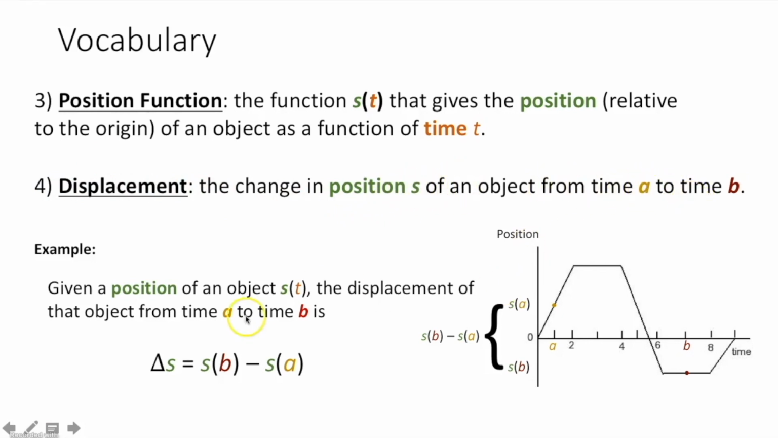The displacement is going to be the change in position s of an object from time A to time B. So for example, down here, given a position of an object, s of t, that's your position function, the displacement of that object from time A to time B is the change in position, which is equal to s of b minus s of a. Your y value where it ends minus the y value where it starts. Time A, our object is at this particular position. Then we travel all the way to time B and our object is at this position. Then the displacement is going to be s of b minus s of a. That's going to be how far the object moved, up or down, left or right, whatever we're measuring in terms of position.